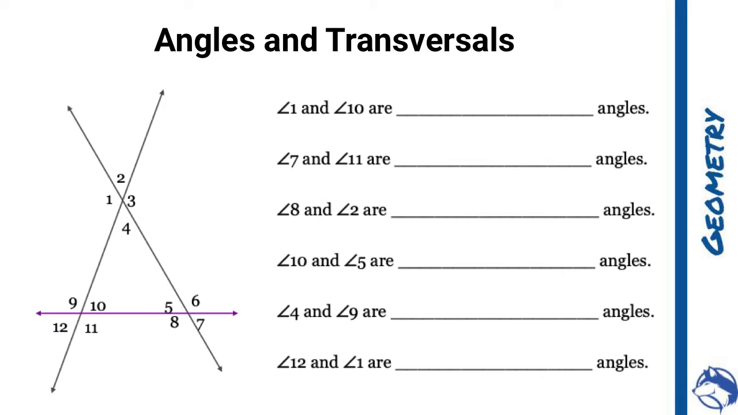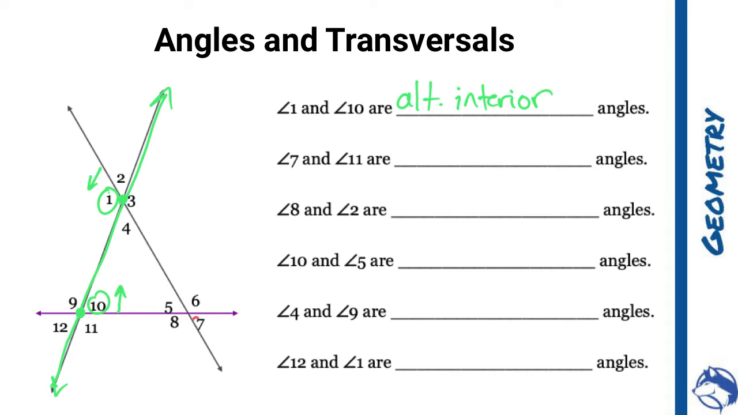So what I always do, angle 1 and angle 10, I like to circle them. And then I choose that spot that's right there where those intersections are. And for this one, this line is my transversal. So 1 is on the inside and 10 is on the inside, and they're on the opposite side of the transversal. So I know that this is alternate interior angles.